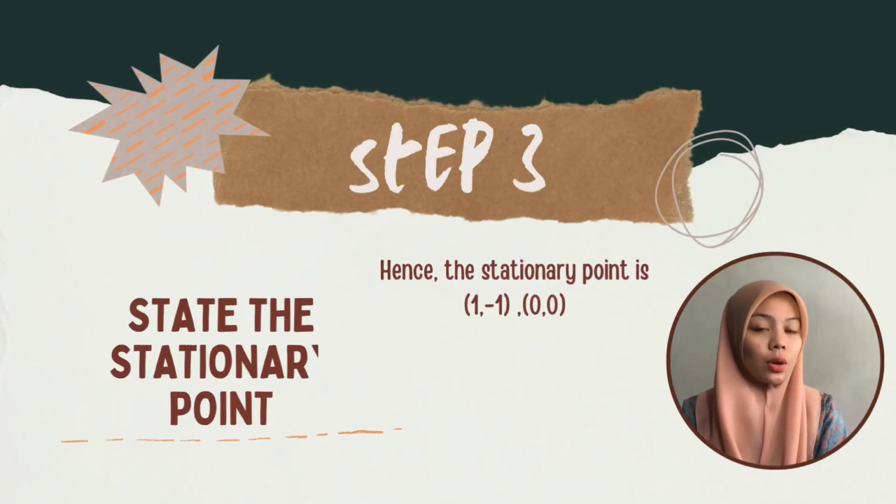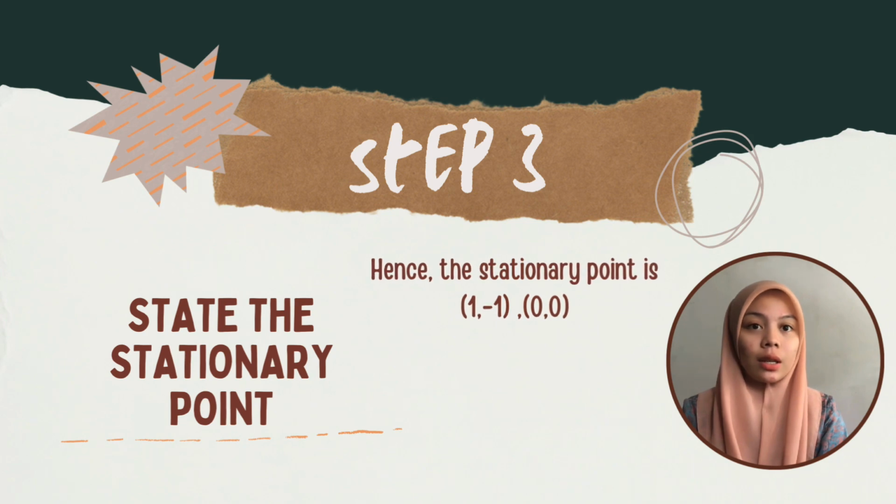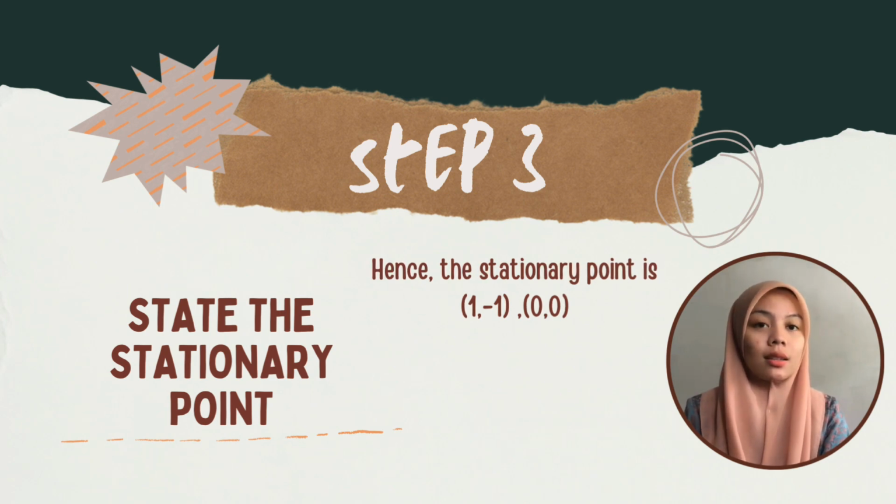In this step 3, before we get into the graph, we must set the stationary points. Hence, the stationary points are (1, negative 1) and (0, 0).